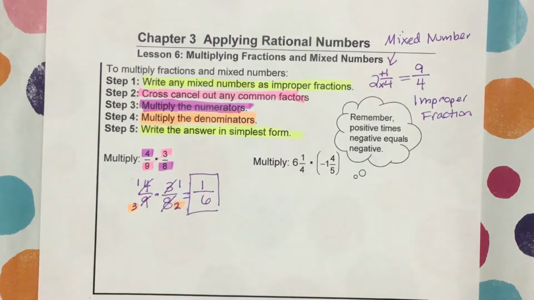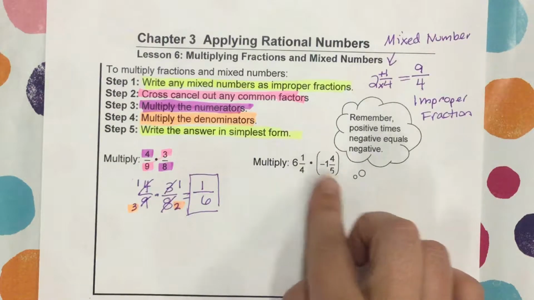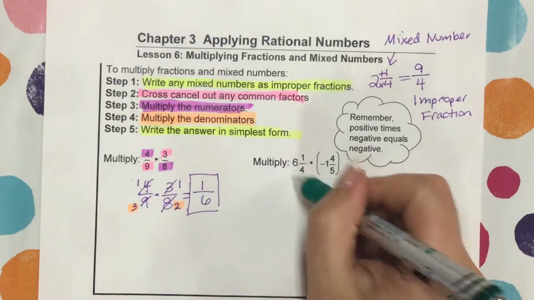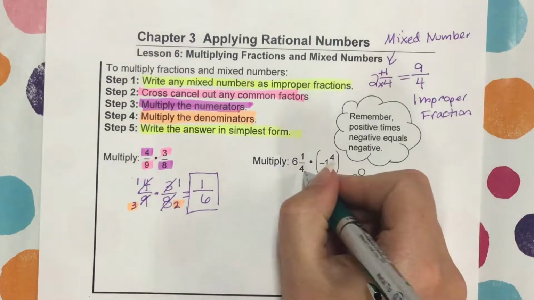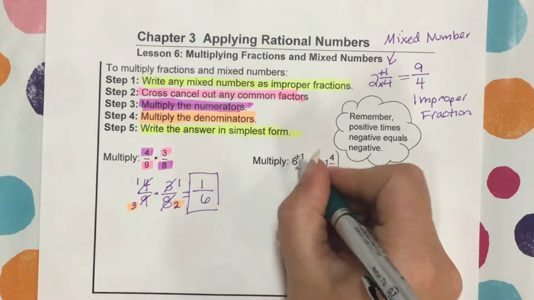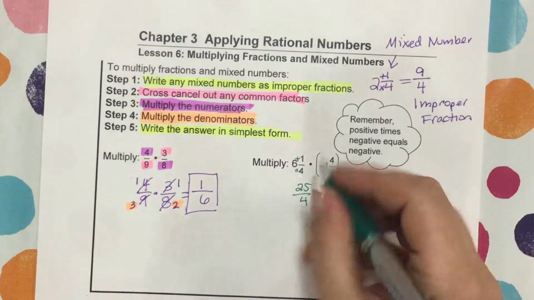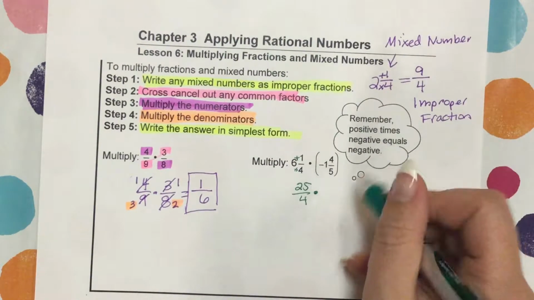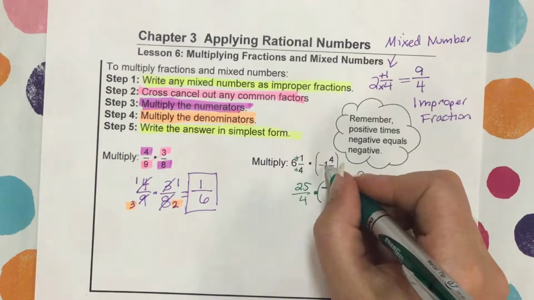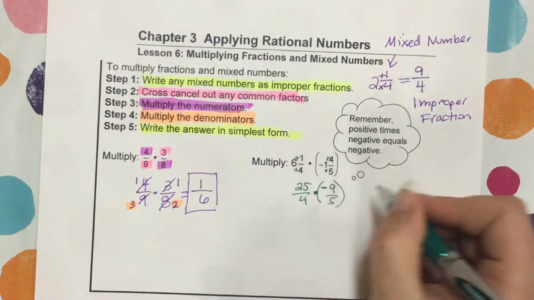6 and 1/4 times a negative 1 and 4/5. What I see here automatically is that we have 2 mixed numbers. So we need to go ahead and change these mixed numbers into improper fractions. How we do that is we go 4 times 6 is 24, and then we add the 1, which is 25. So 25 over 4, and that is going to be multiplied by a negative, there's a negative there, 5 times 1 is 5 plus 4 is 9, 9 over 5. So here we go.